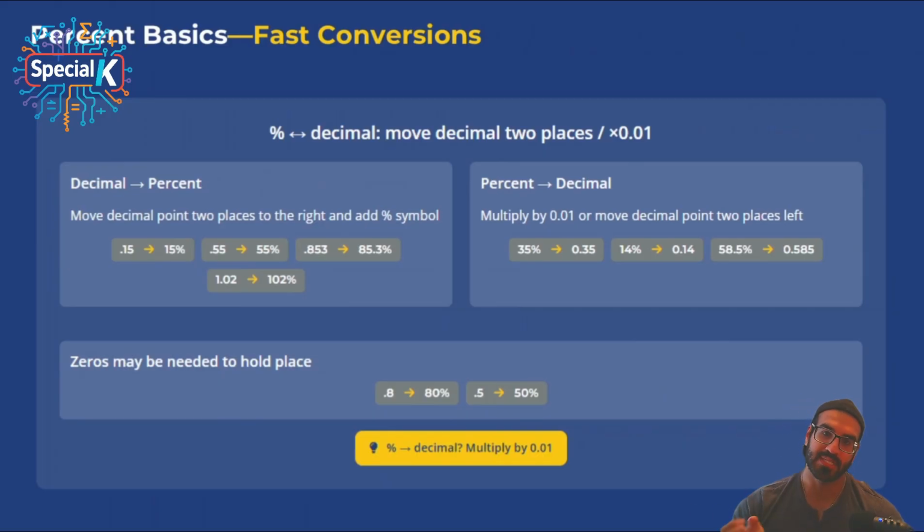Let's move to the next one, 0.5. In this case, still I'm going to do that. I'm going to use it as 0.50. So 0.50 is what? 50%, and so on and so forth. So try to remember these steps. They're so simple, they're so easy, and I believe you can do it.